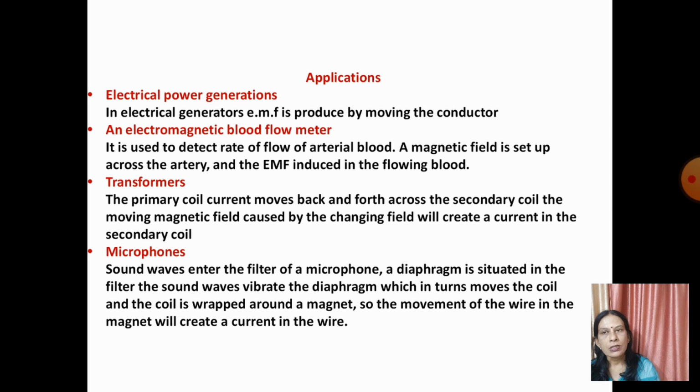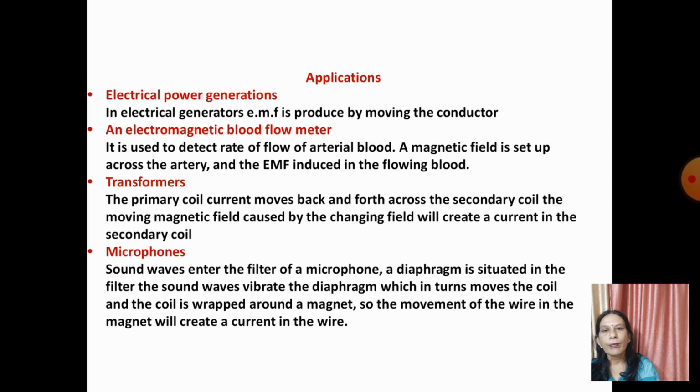Another application is the electromagnetic blood flow meter. In this, the rate of flow of arterial blood can be detected. A magnetic field is set up across the artery and an EMF is induced in the flowing blood. So knowing the induced EMF and the magnetic flux, we can estimate the rate of flow of arterial blood.